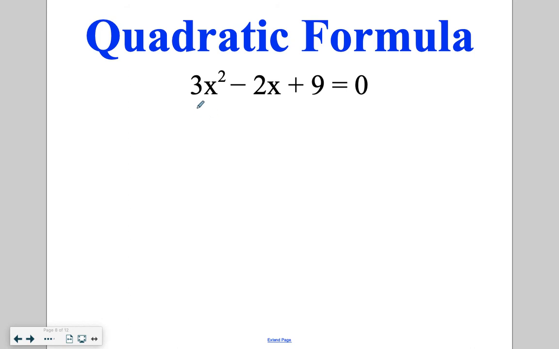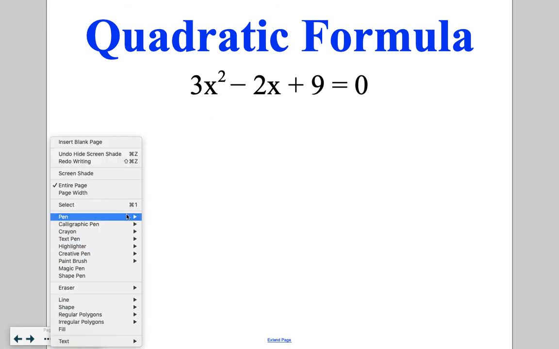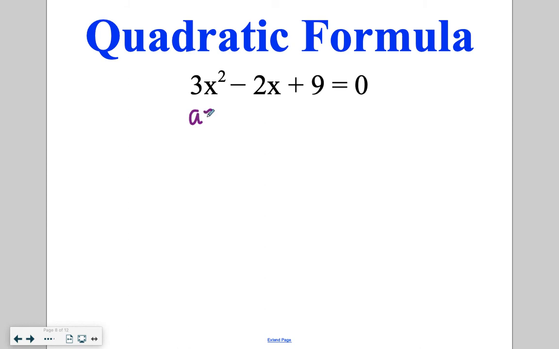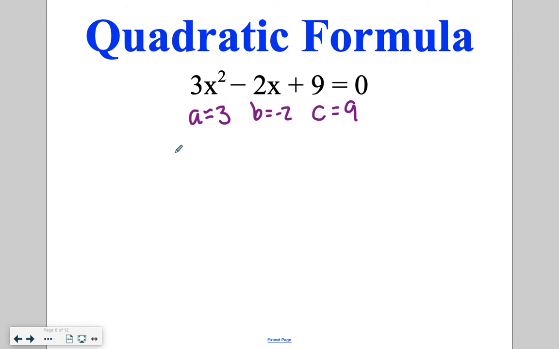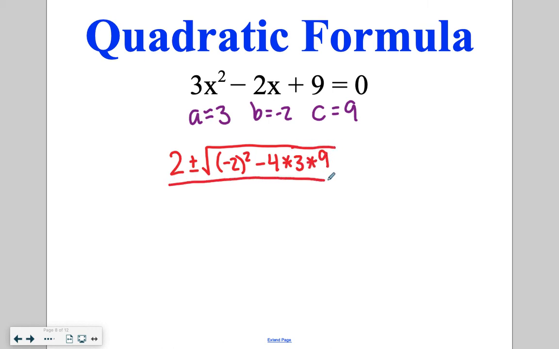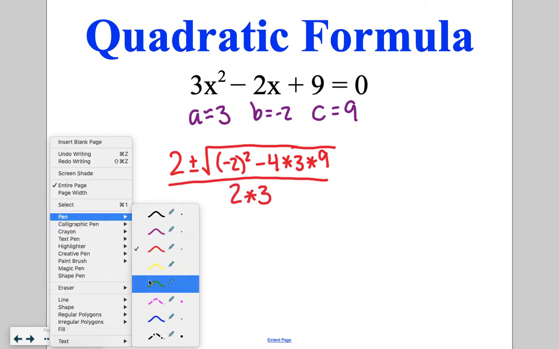One more example on this. If we have that A is 3, B is negative 2, and C is 9. When I start setting up my quadratic, I've got opposite of B plus or minus the square root of B squared, remembering negatives go in parentheses, minus 4 times A times C, all over 2 times A. Once again, you're going to go ahead and simplify.